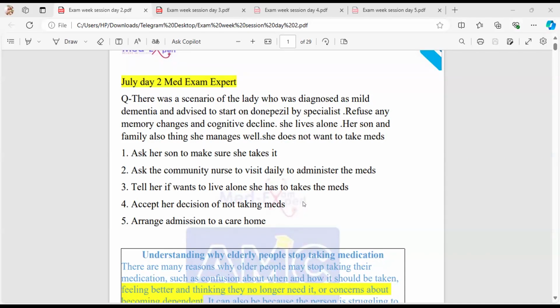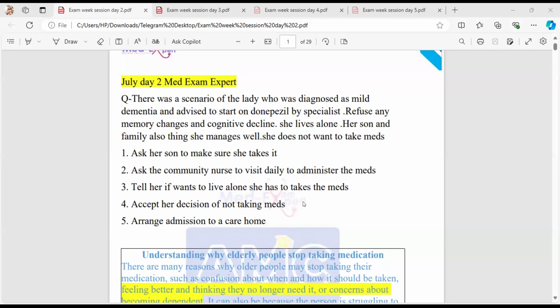I agree with this point, that for dementia patients, if there's mild dementia, we always follow the wish of the patient. If the patient doesn't want to take the medication, we will not give the medication. But here the problem is the patient is living alone.